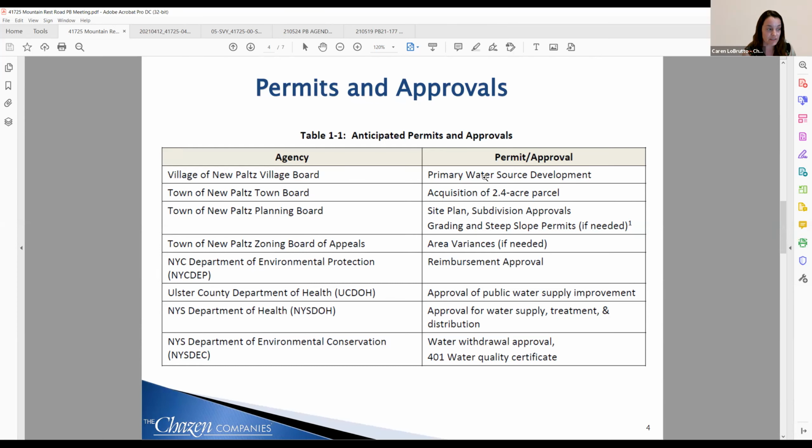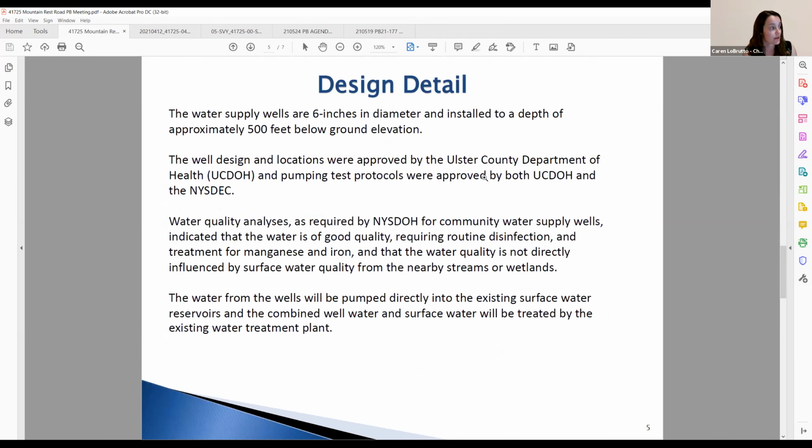There are no area variances needed any longer. That was something we sorted out some time ago. Department of Health from state and county approval, Department of Environmental Conservation for water withdrawal and water quality certificates. And of course, the acquisition of this 2.4-acre parcel by the Town Board of New Paltz.